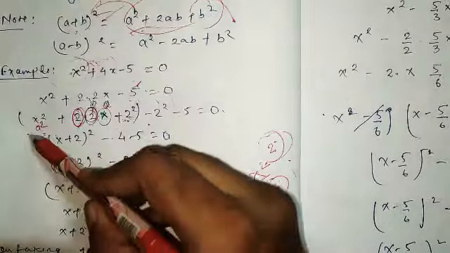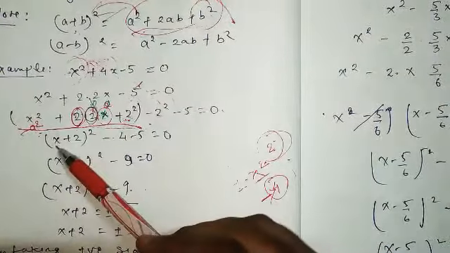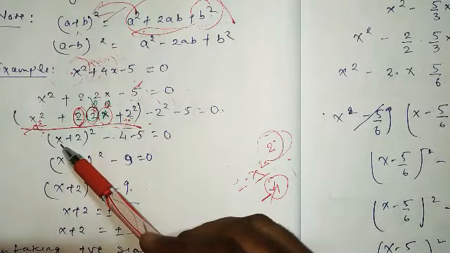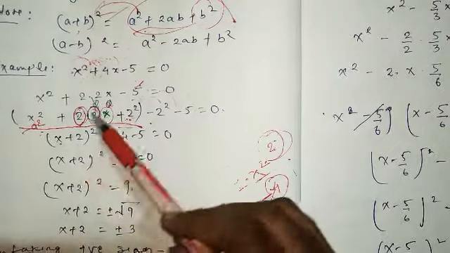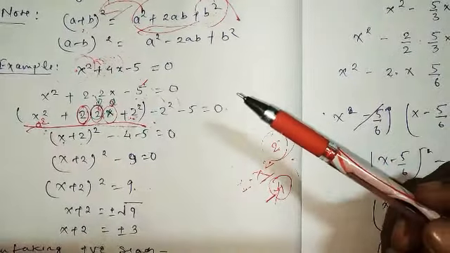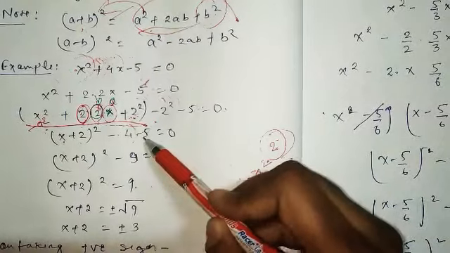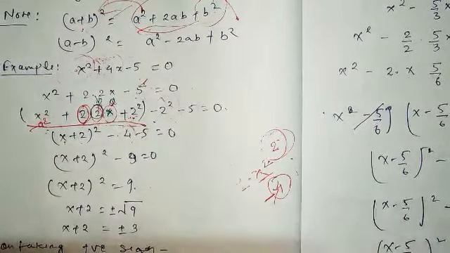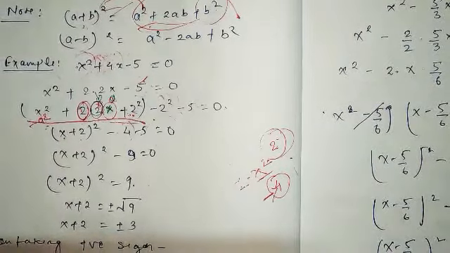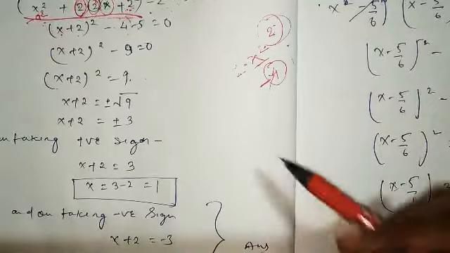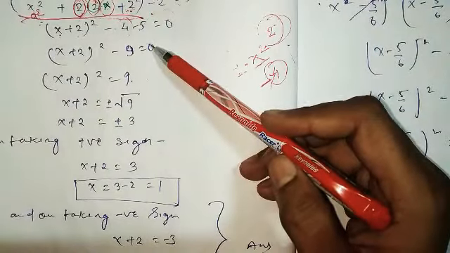So this whole expression is the formula of a plus b whole square, right? So x plus 2 whole square is the formula of that particular expression. Now this is 2 square, that is 4. This is minus 5 is equal to 0. Now minus 4 minus 5 is minus 9. So after simplification, this is minus 9.